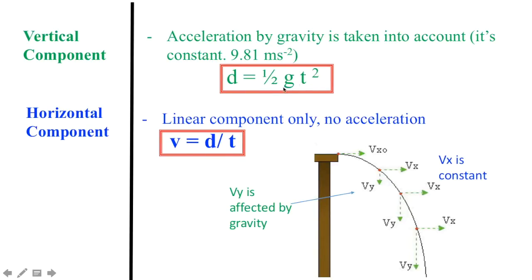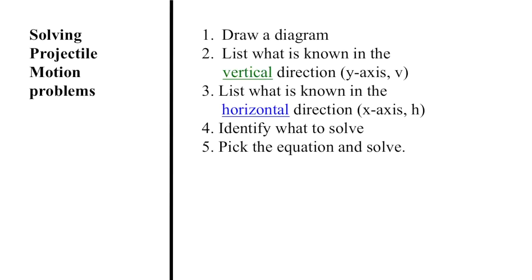Both of these equations can solve for different components of the same object falling. Because of this, we know that the time is the same for both the horizontal and the vertical. That's why we see time in both equations. Because the time is the same for the projectile, we can use either the vertical or the horizontal equation to solve for the time it takes the object to travel. When you are solving projectile motion problems, there's a certain process that you need to follow in order to know which equation to use to solve for what.